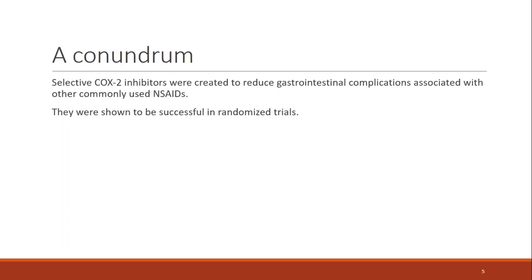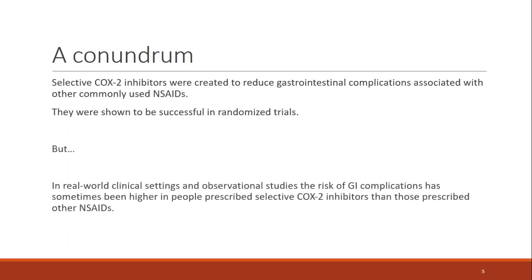And in randomized trials, for the most part, they were shown to be really effective, and the people who took these Cox-2 inhibitors showed less gastrointestinal problems than those who didn't. But again, the conundrum is when they actually started to look at this in some real-world settings, they found that actually the risk of GI complications was higher in people taking Cox-2s than it was in people not. So, what was going on here again? And so we'll talk about what might be happening in this, and we'll go through this example as well.